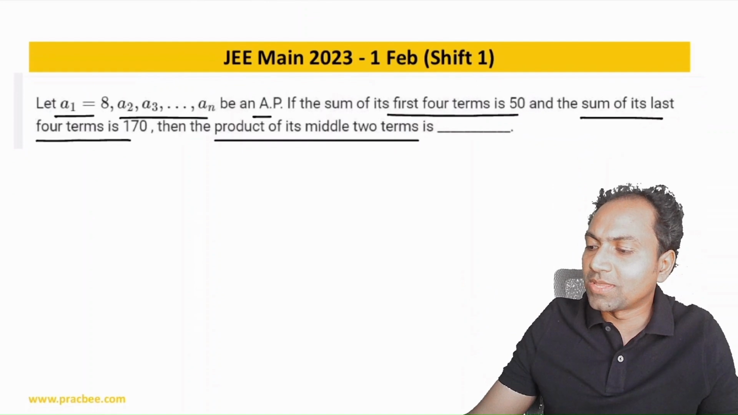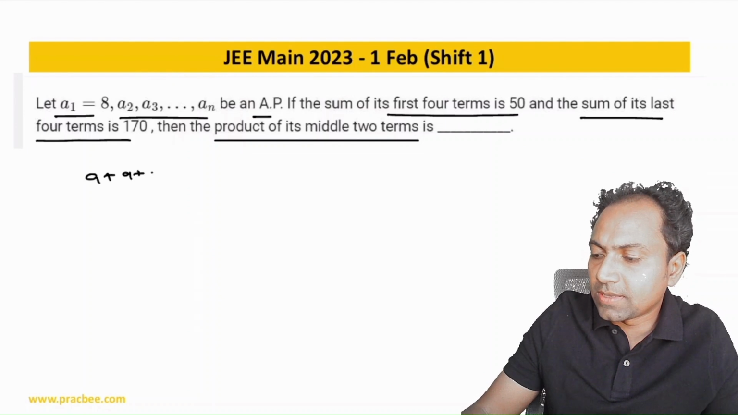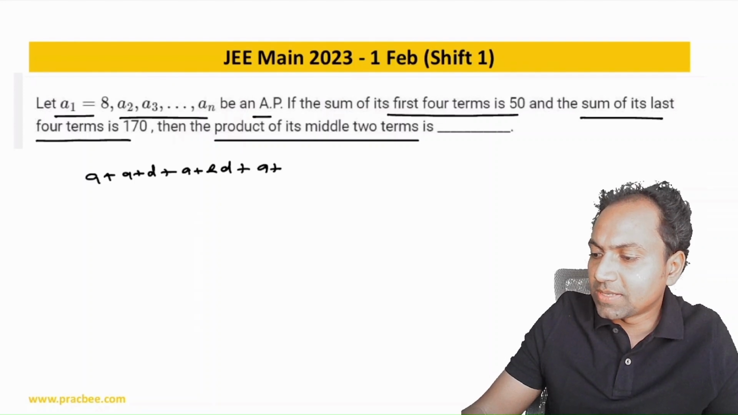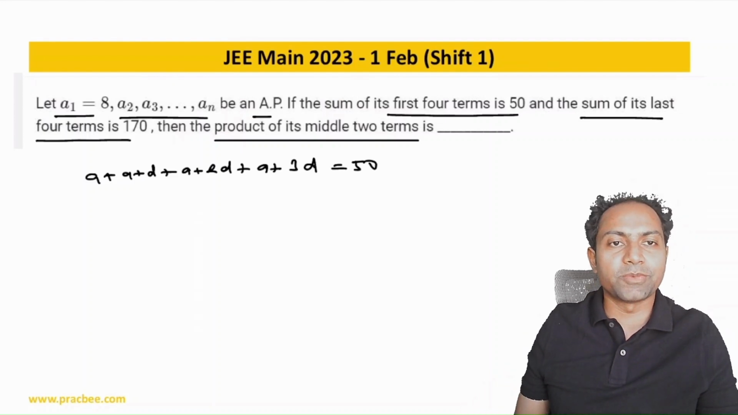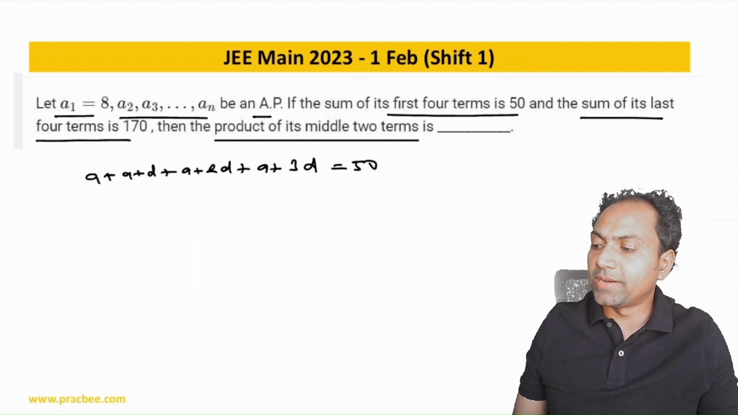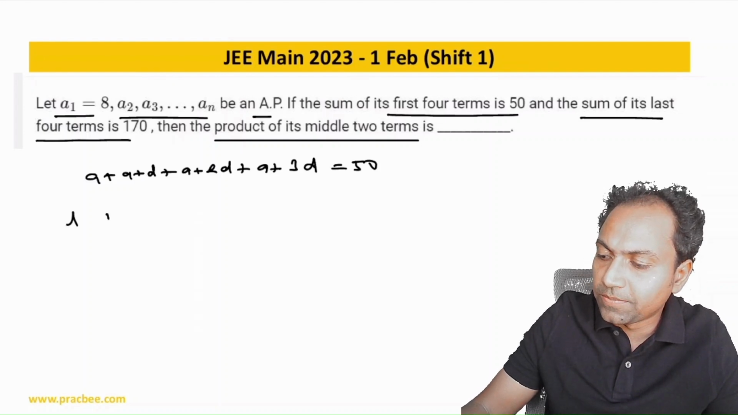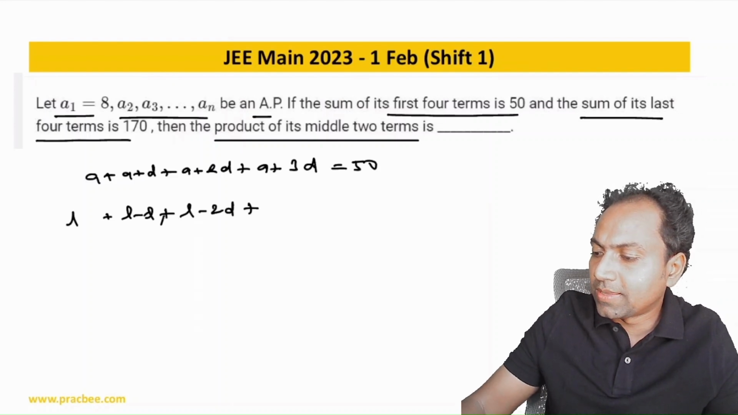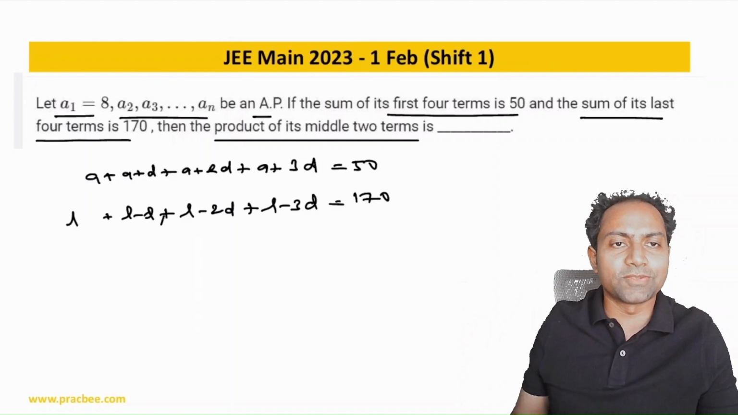Now if I move further, what they are saying is the sum of the first 4 terms is 50. So I can write it as a plus (a + d) plus (a + 2d) plus (a + 3d). So these are the first 4 terms, and it comes out to be 50. Another thing they have provided is that the sum of the last 4 terms is 170. It can be written as l, then l minus d, plus l minus 2d, and then l minus 3d. You can see that we are not using the properties exactly, but something inspired from the properties.